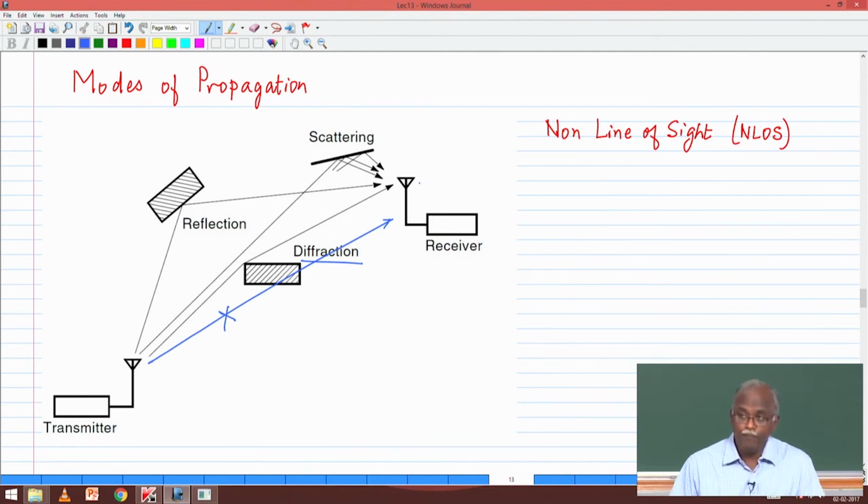Now the other mechanism by which the signal propagates is if you have very smooth surfaces, which can actually reflect the rays. So you are basically using the laws of reflection.